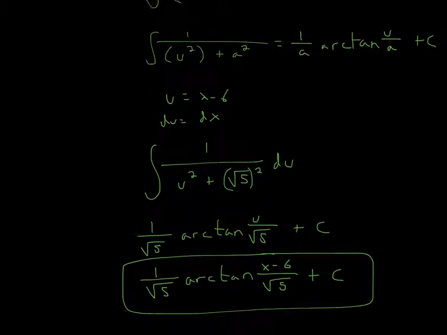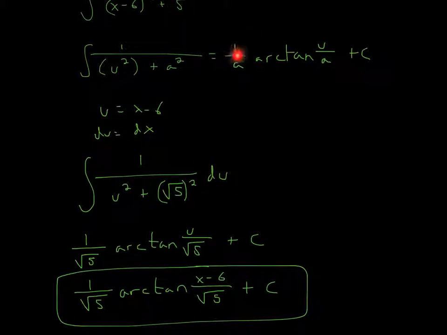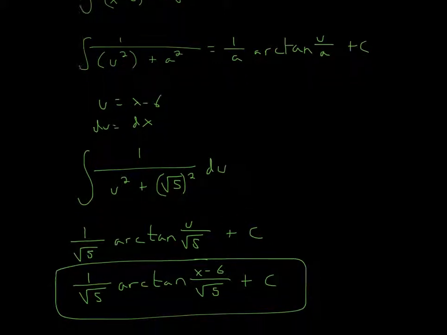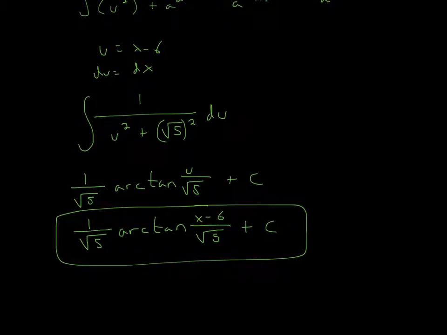So now we just follow the formula, and the formula here was just 1 over a. What is a? A is the number, so it's going to be the square root of 5. Don't forget the square root. And then arctan of u over a, and a is once again the square root of 5, plus c. That's a really easy thing to miss, but that's important. Now we're not done, because we need that u to be x minus 6. So it's going to be 1 over the square root of 5 arctan of x minus 6 over the square root of 5 plus c. So that's the final answer, and always make sure you remember to put the plus c.